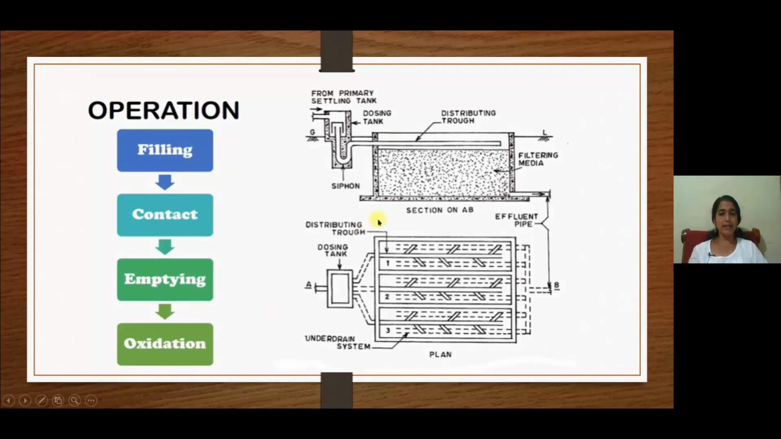The first figure is a sectional view, which I already explained in the previous slide. And the second figure is the plan of this contact bed. Here you can see the distribution pipes, and the dotted lines provided inside the filtration tank are the under drainage system. And you can see the dosing tank here, and from this dosing tank the pipes are connected to distribution pipes inside the filtering tank.